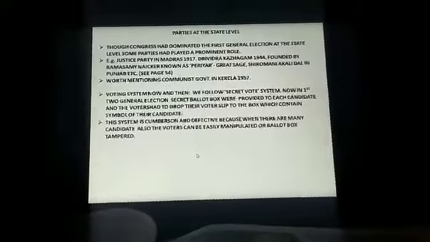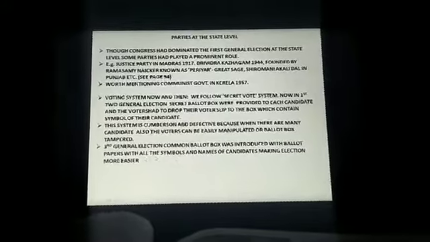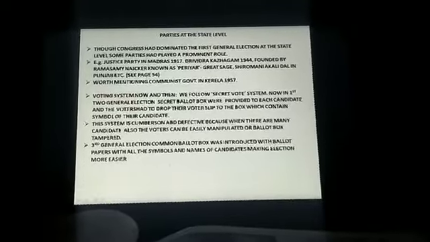Now, like we have discussed, it was very cumbersome and defective, because even this ballot box can be tampered with, it can easily be switched, or the voters can be easily manipulated by the officials. So this system was very defective in nature. In the third general election, a common box was introduced, and a ballot paper with different symbols and names of the candidates was given out, which made the election easier.